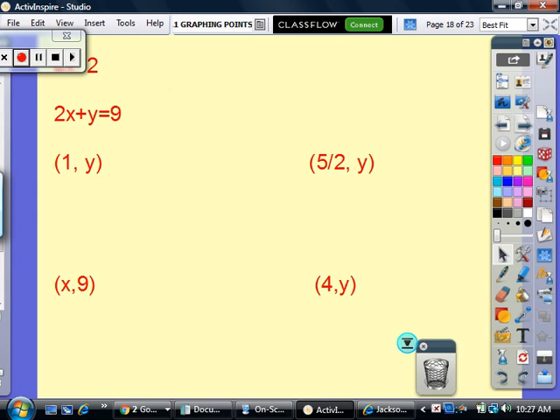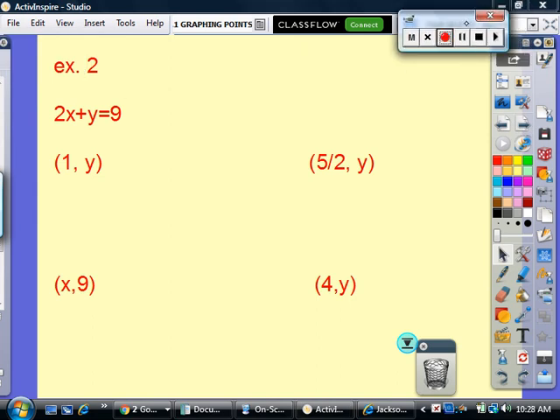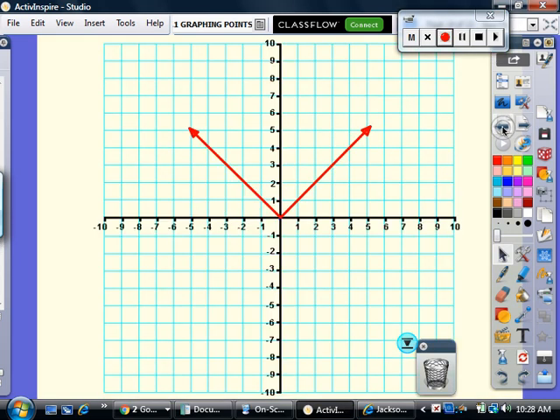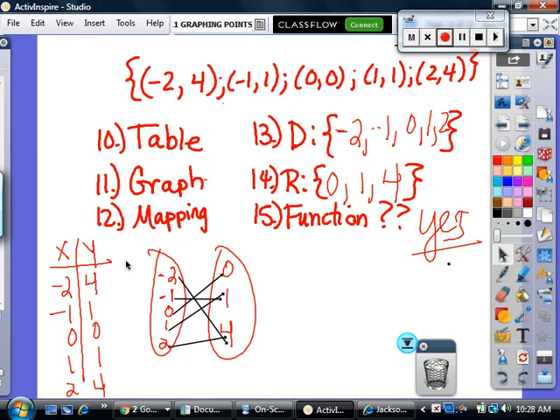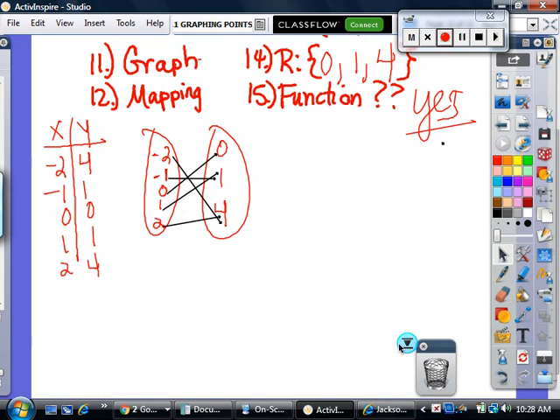All right, let's look at this problem right here. Yes, sir. I have a question on the table. Okay, going back to the table real quick. Yes, sir, right here. On the table, no, you actually just write the ordered pairs across.